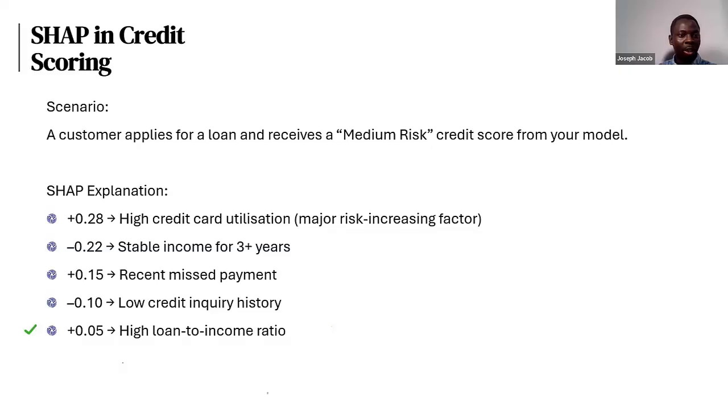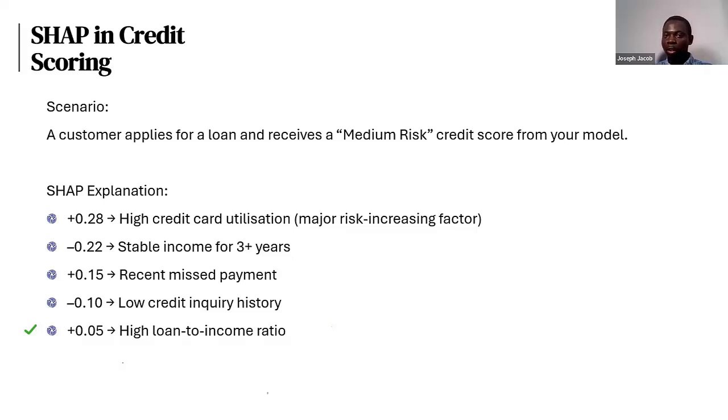There are positive areas and negative areas. Someone who has had a stable income for the past 3 years, we have that reducing the risk, meaning there won't be high risk for that person. Someone who has also missed a payment, that will be increasing the risk of you giving that person a loan or a credit. So this all shows you an example of how SHAP will explain. It will show every feature and why it has made that prediction.